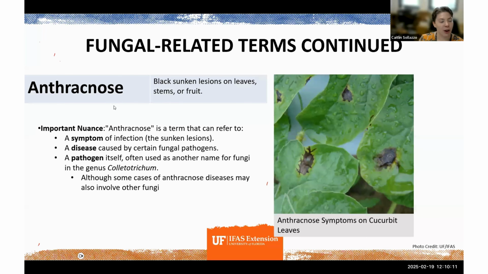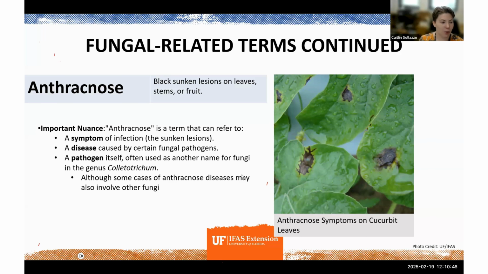All right, so now we have anthracnose, and anthracnose can sometimes be a bit confusing for some people, because it's referred to sometimes as a symptom, sometimes as a disease, and sometimes as a pathogen itself. So the symptom anthracnose is black sunken lesions on leaves, stems, or fruit. Typically necrotic spots are brown, but these ones are brown to almost black. They tend to be sunken, and they can be on pretty much any above ground plant parts.